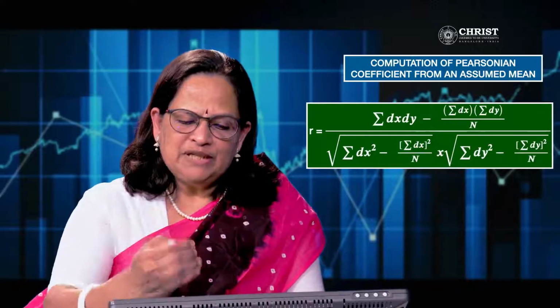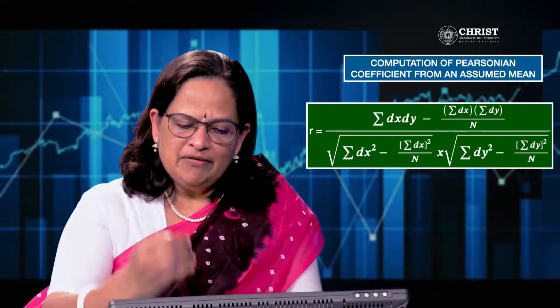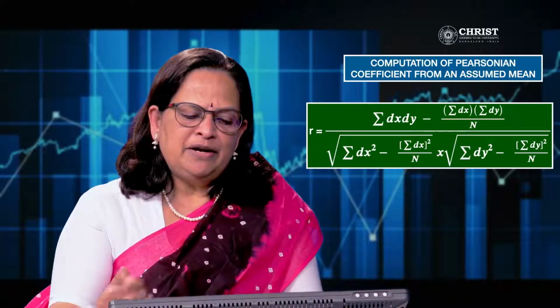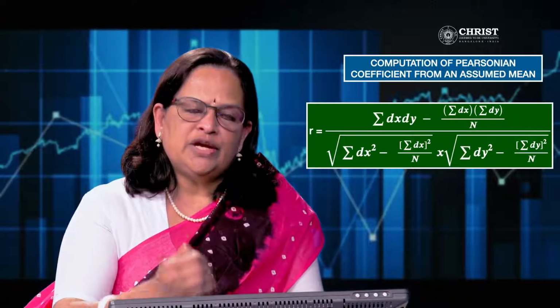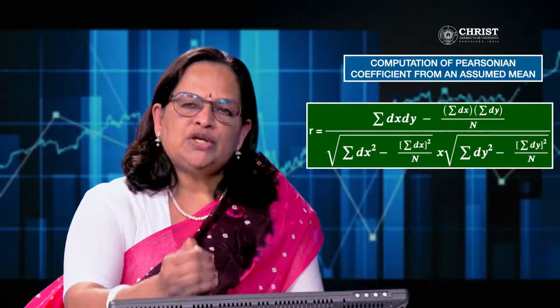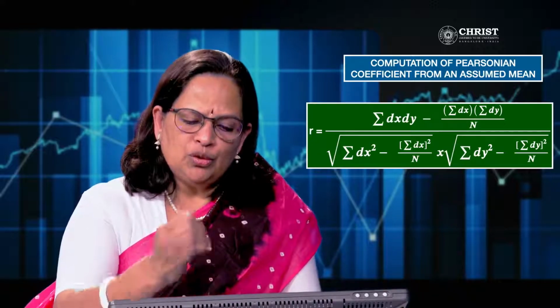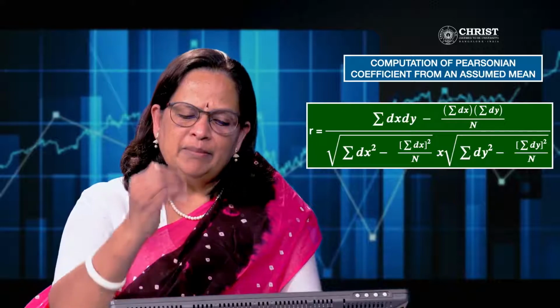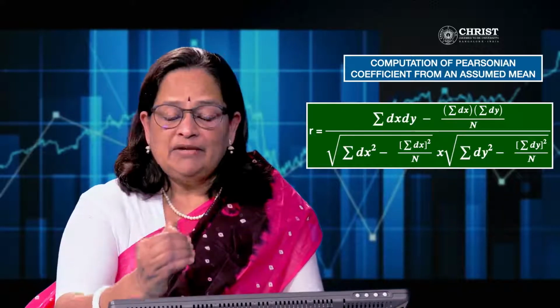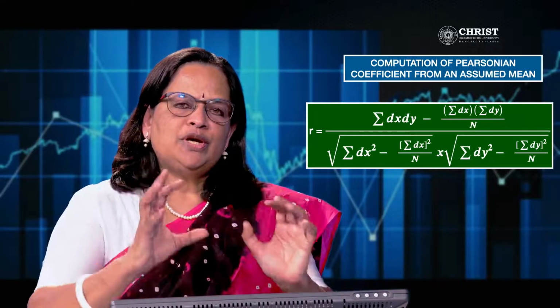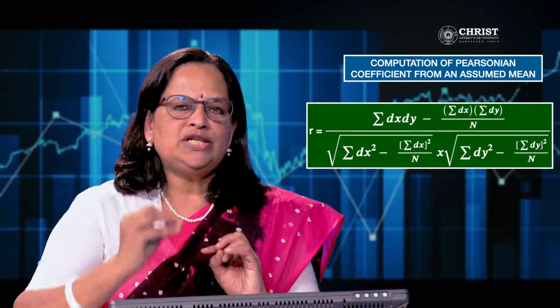The formula for computing r based on assumed mean is r is equal to sigma dx dy minus sigma dx into sigma dy divided by n, the whole divided by root of sigma dx squared minus sigma dx squared divided by n into root of sigma dy squared minus sigma dy squared divided by n. It's a lengthy equation, but if you understand the logic, it will be easy for computation.